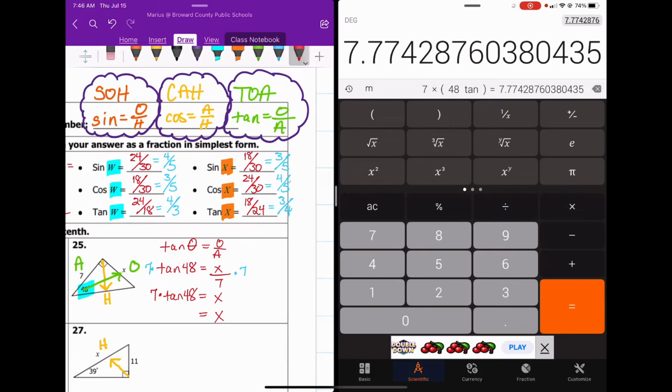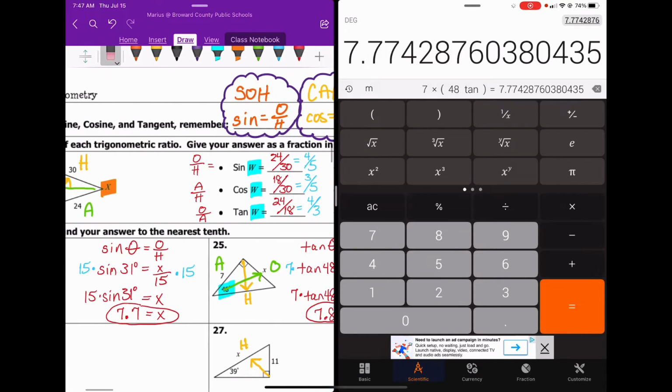Now, once again, they want us to round it to the nearest tenth. Our decimal, in case you're wondering, says 7.77. Well, this is a number that's higher than 5, so that means I have to round that 7 up to an 8. So my decimal place is really going to be 7.8 to the nearest tenth, okay? And that's the value of x.